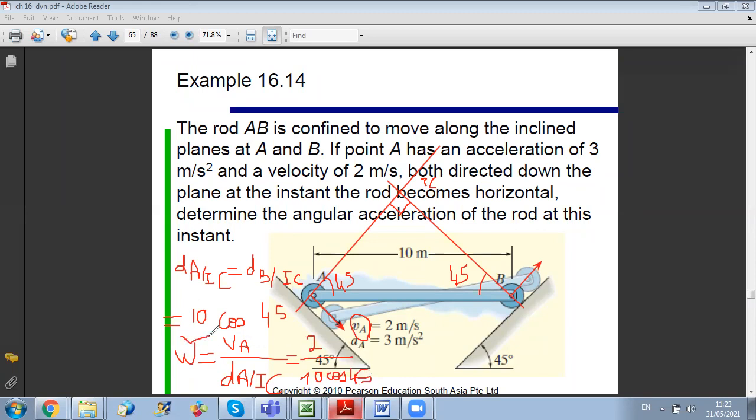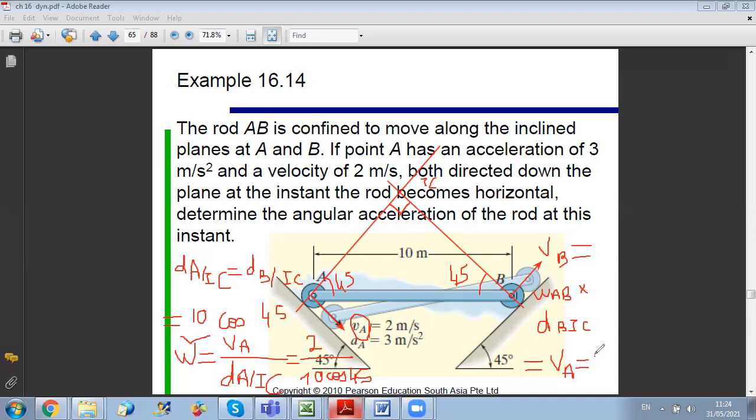And now, once we got the value of omega, we can find VB, because VB can be written as omega AB times the distance from B to the IC. And you can directly deduce, since the distance from A to the IC is equal to the distance from B to the IC, that VB will be equal to VA, equals 2. And then we obtained again the same result.